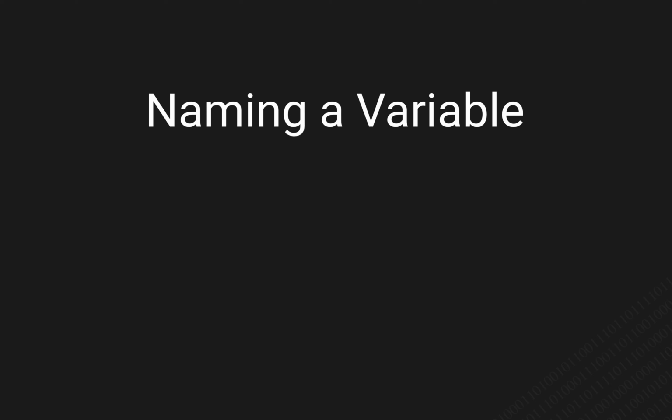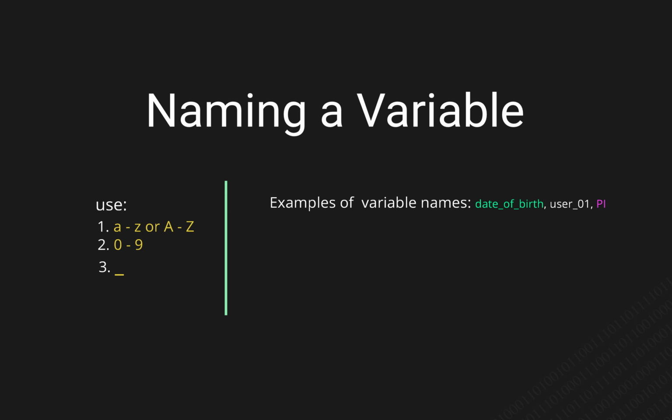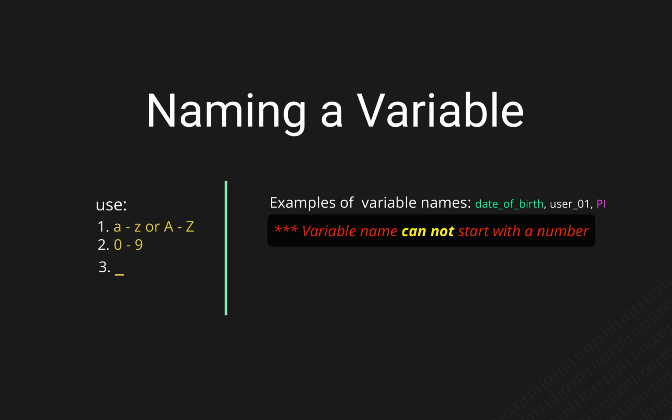The name of a variable can be any combination of letters, numbers, and underscores, but it cannot start with a number. For example, the following code creates two variables, a and username, which are valid variable names. The variable a stores the number 10, and the variable username stores the name John.